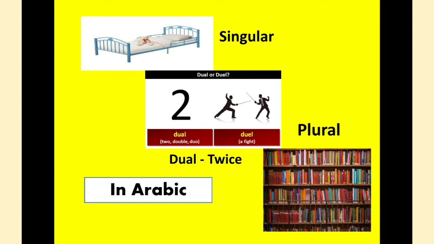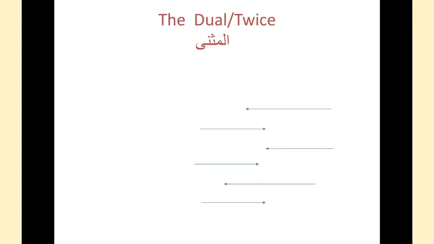We'll notice the dual, or the twice, is a characteristic of the Arabic language. It is not found in any other language, or in the languages I know anything about. So let's start and know more about them. The dual, or the twice, means in Arabic al-muthanna, of course.